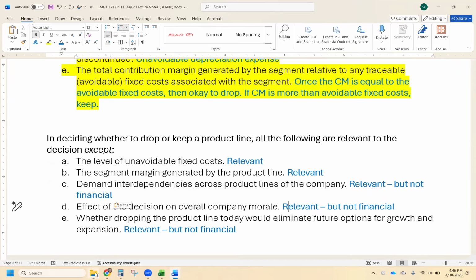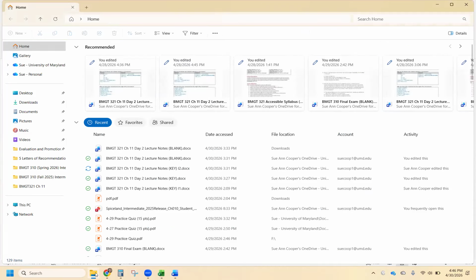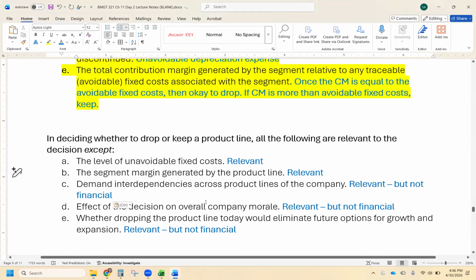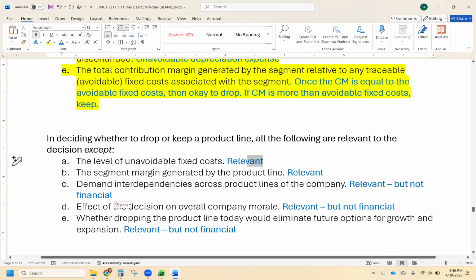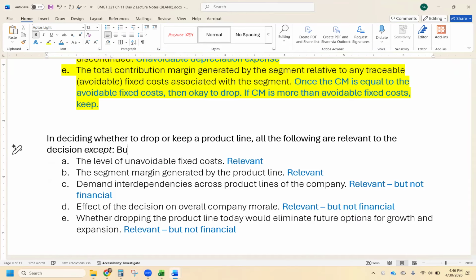I wonder, does the key say what the answer is? It doesn't say. It says A is the one that is not relevant. I say they are all relevant. Bullshit question. Okay, that's it.